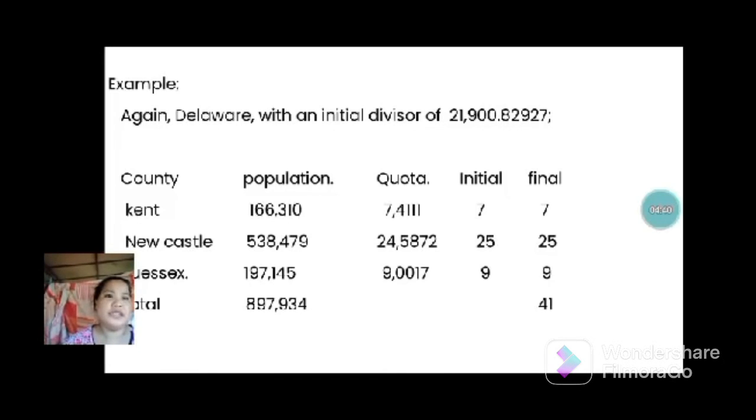With a total of 897,934 with the initial divisor of 21,900.82927.